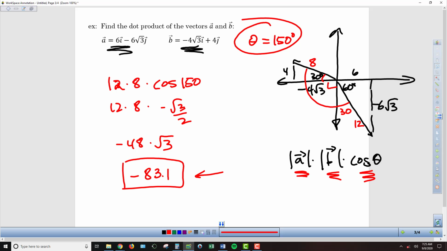But what we do is we use this formula in concert with a second version of the dot product formula to actually calculate the angle given other information about our vector, as we'll see in our other example.